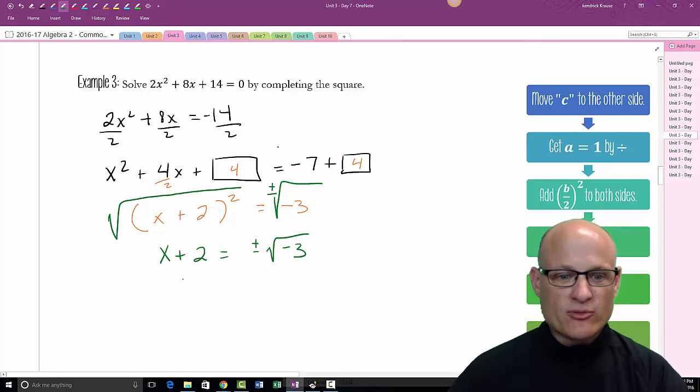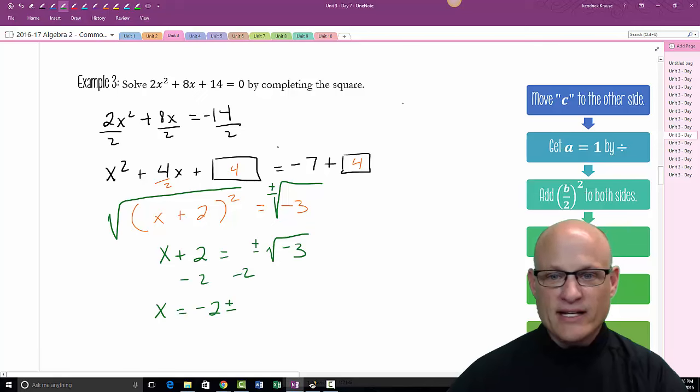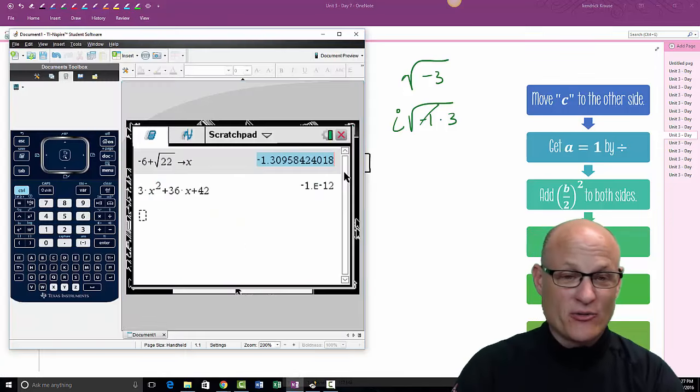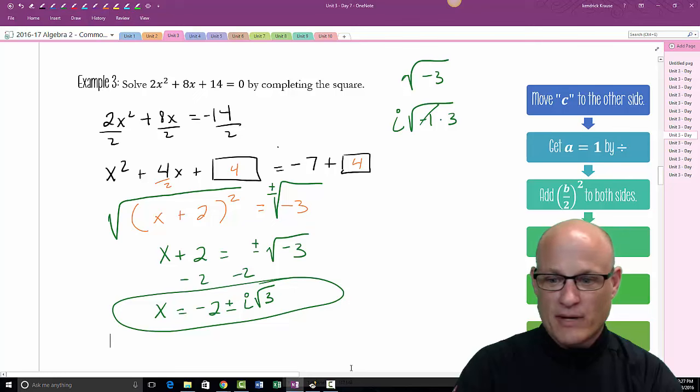Now, I'm almost done. What I want to do now is subtract 2. I've got two things left to do. This is equal to negative 2 plus or minus. I need to simplify the square root of negative 3. Now, you might think, oh, you can't simplify it. But what is the square root of something that's negative? Remember, this is really equal to the square root of negative 1 times 3. And the square root of negative 1 is i. So this is negative 2 plus or minus i square root of 3. And you can check that as well on the TI-Nspire. I know you don't believe me, but we're going to do this one real quick. Well, hold on. We'll do it when we come back.